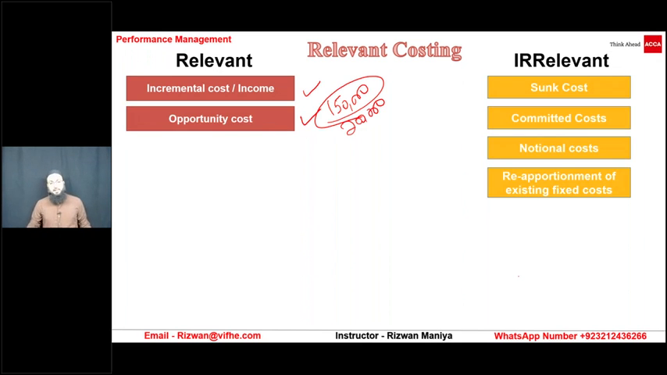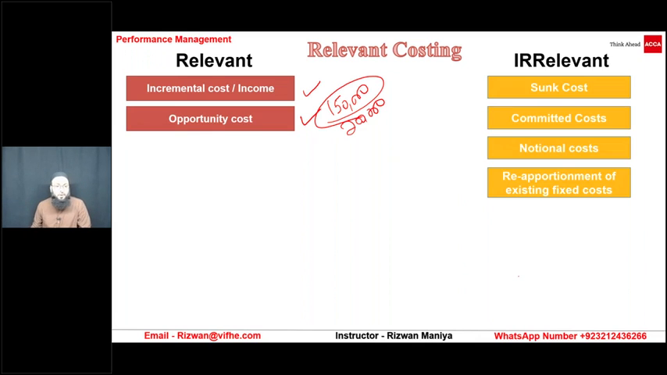So remember, my friends, whenever you are deciding whether a certain cost is relevant for a decision or not, keep a simple rule in your mind. It will be relevant if it is incremental or if it is an opportunity cost. If it is incremental, it's a relevant cost. If it is opportunity, it's a relevant cost. Opportunity cost is the cost of the second best alternative foregone. So what you have foregone, what you have sacrificed, will be your relevant cost. I hope this is clear.